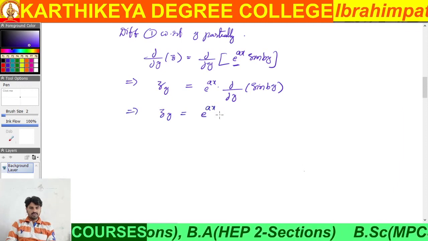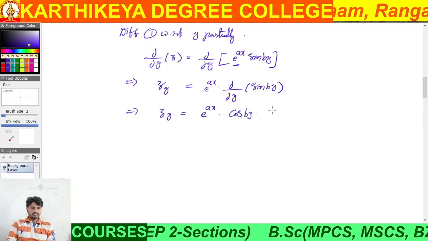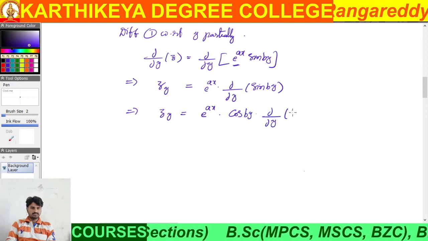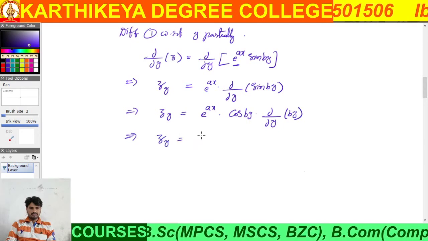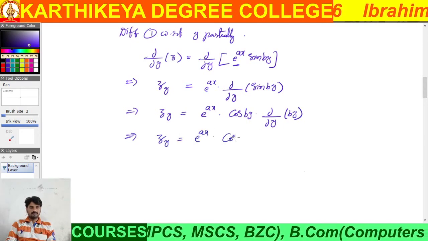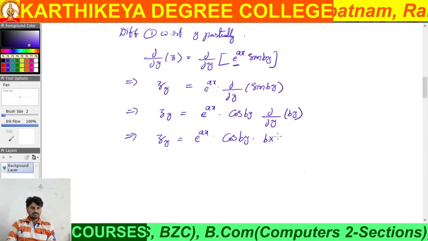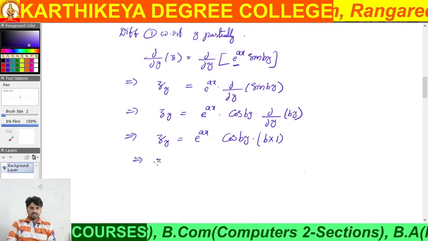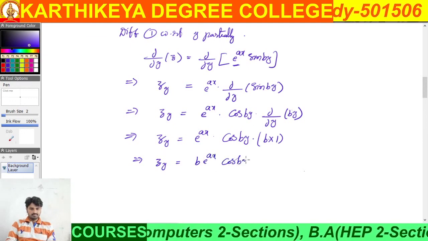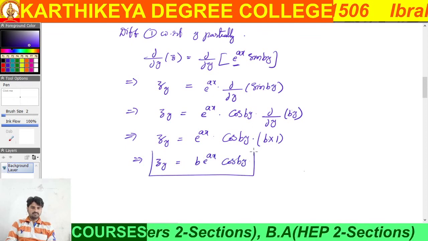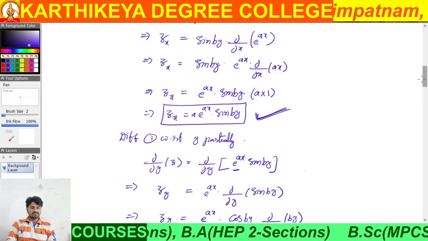Now you get e power ax into the derivative of sin, which is cos, into the function differentiated with respect to y. So z_y equals e power ax into cos by into b, where b is the constant and the derivative of y with respect to y is 1. So finally z_y equals b e power ax cos by. Okay, these are the first order partial derivatives. This one and this one, they both are the first order partial derivatives.